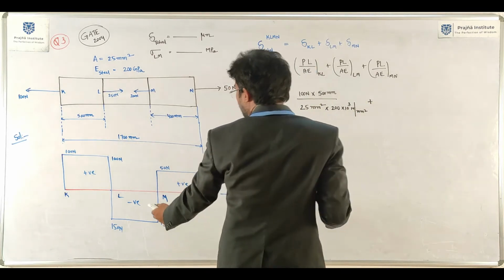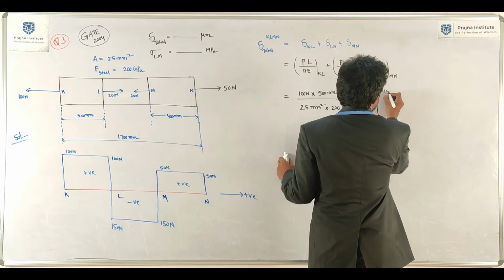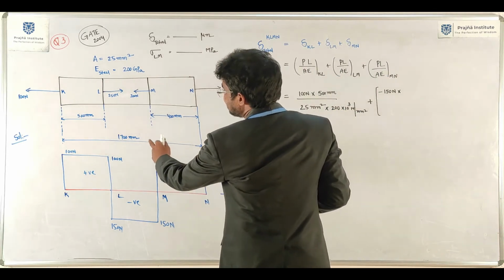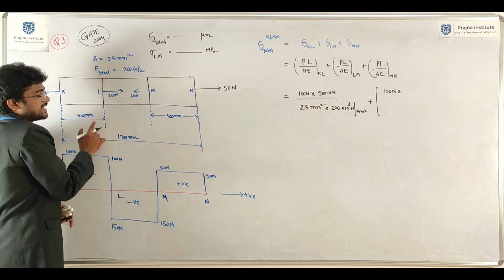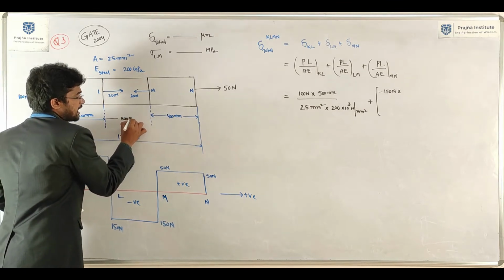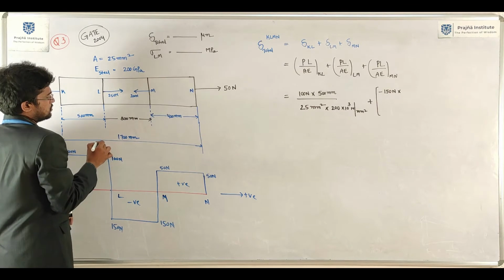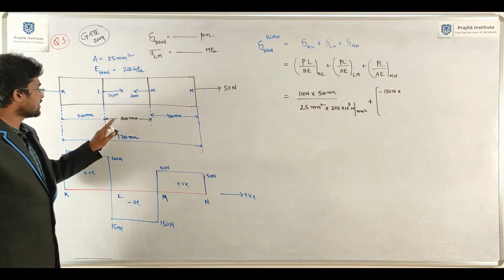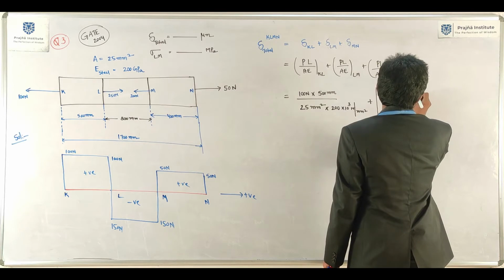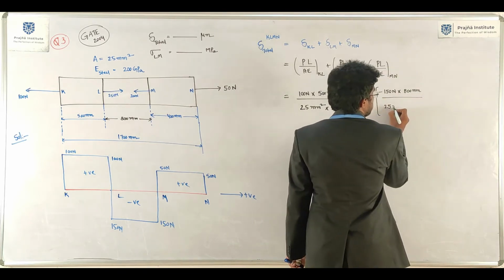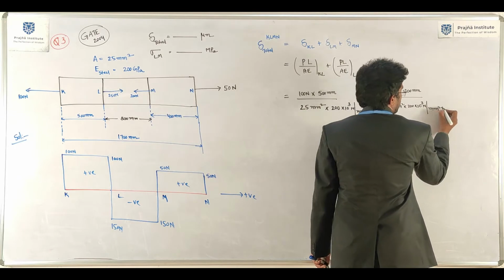Plus PL. What is the load in the member LM? It is nothing but minus 150 Newton into what is the length? Here it is 500, 1300, and then 1700. 1700 minus 900 is nothing but 800 mm. So it is 800 mm by AE, 25 mm square into 200 into 10 cube Newton per mm square.